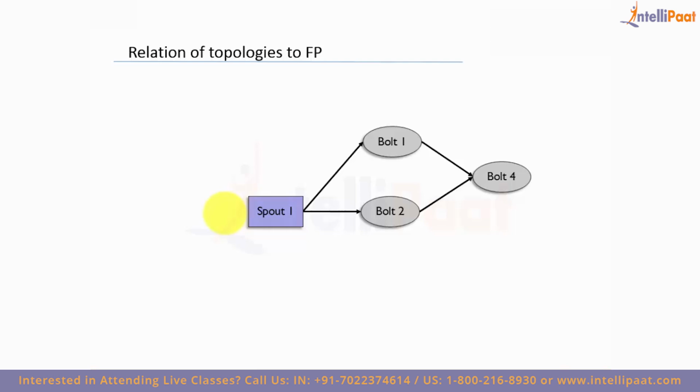If I want to draw an analogy to functional programming, I may say that the data is on the spout side. The spout will read this data and send it to bolt 1 and bolt 2, which are applying functions f and g respectively on the data. They will write out the data after applying functions f and g respectively to bolt 4, which will in turn apply function h on the already transformed data to derive the business logic out of it.